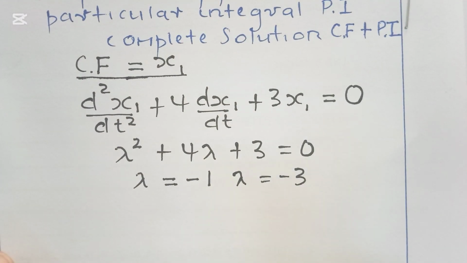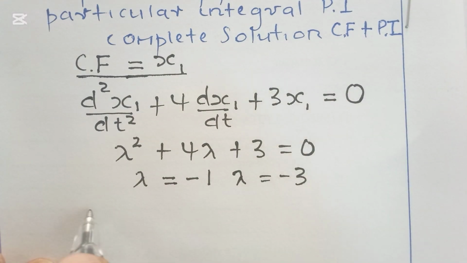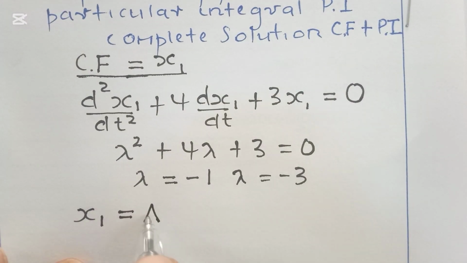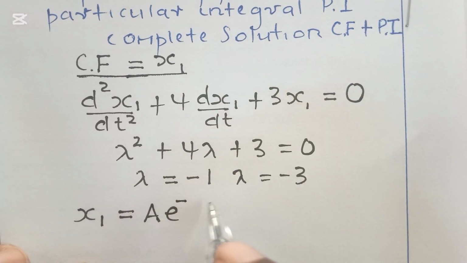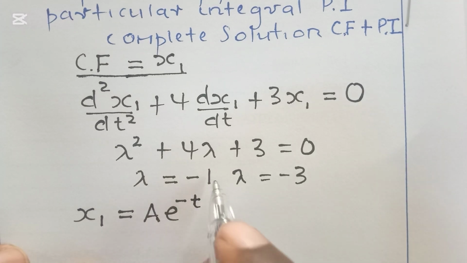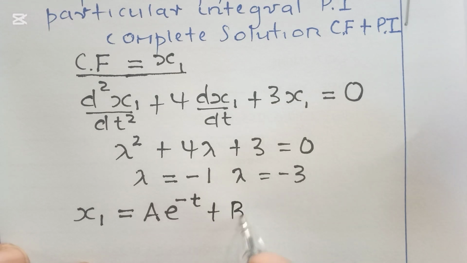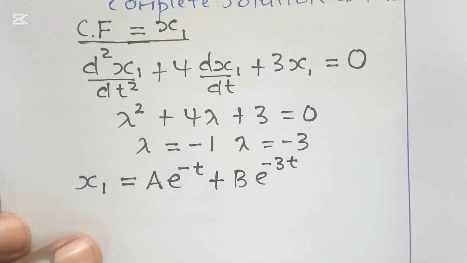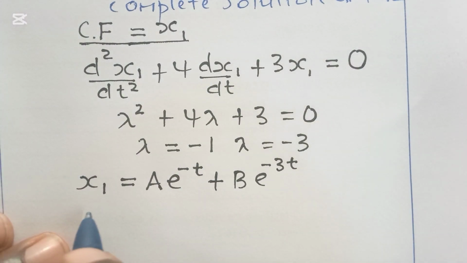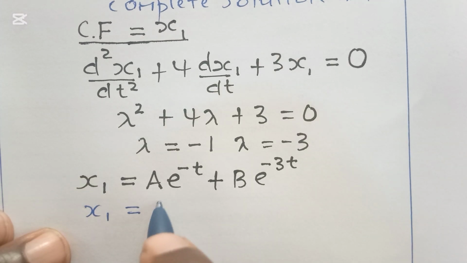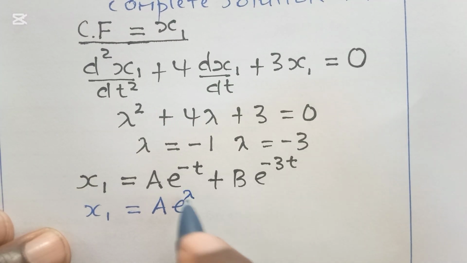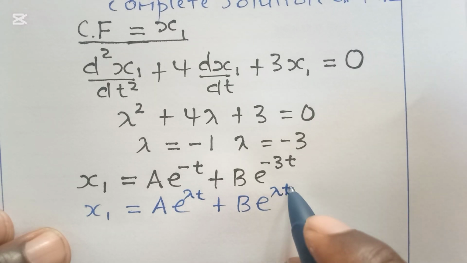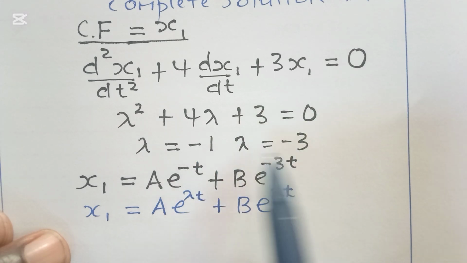After doing that, guys, we can now write our complementary function solution. x1 is given by a e raised to -1t, there is a 1 there which is represented by that, plus b e raised to -3t. So guys, that is the solution, and this solution is from the general solution written as x1 equals a e raised to lambda t plus b e raised to lambda t. So lambda represents the solution of the quadratic equation, just as we had, guys.